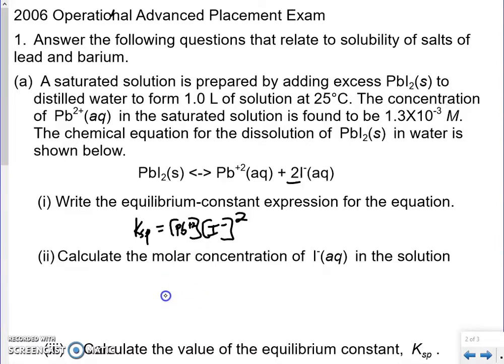Next thing it says to do is to calculate the molar concentration of the iodine in the solution. How do we do this? Two different ways, just kind of like on the last one. We can either use stoichiometry, where we use the ratio between lead and iodine, or we can use an ice table. It's kind of up to you. I'm going to work it out using an ice table.